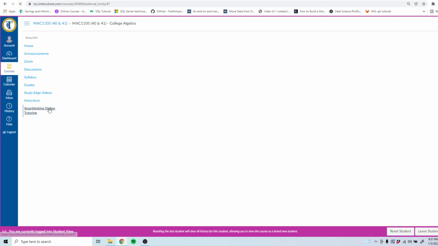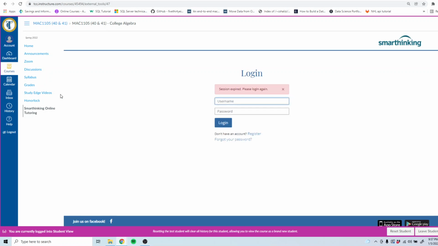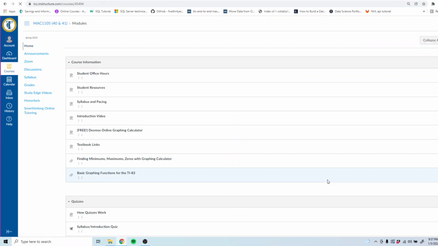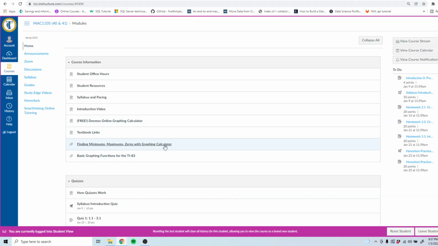And then the last thing, online tutoring from Smart Thinking. This is the last resort. I would go to Study Edge first. I would go to Learning Commons first. I would go to me first before you do anything else. Now, the reason this won't work for me is because I don't have a real account. I'm on a fake student account. But if you do access it through your account, it should just pop up. You don't have to log in. But that's everything that I can think of that's in Canvas.